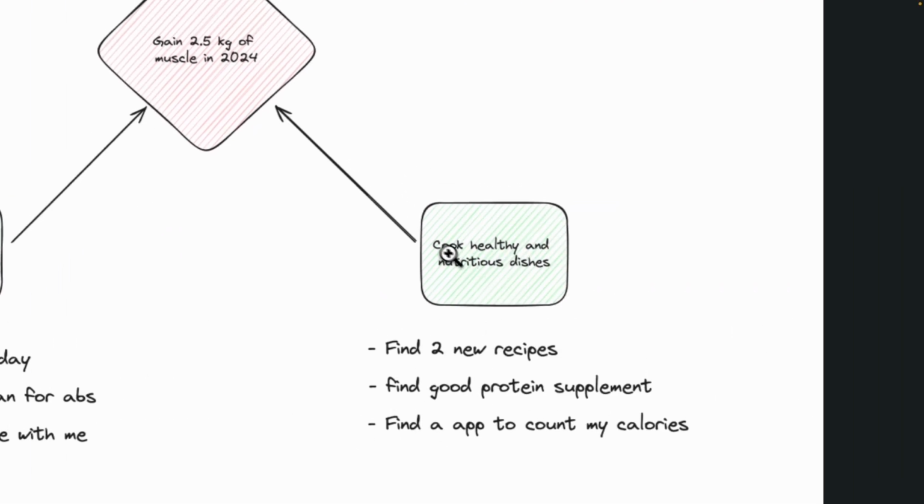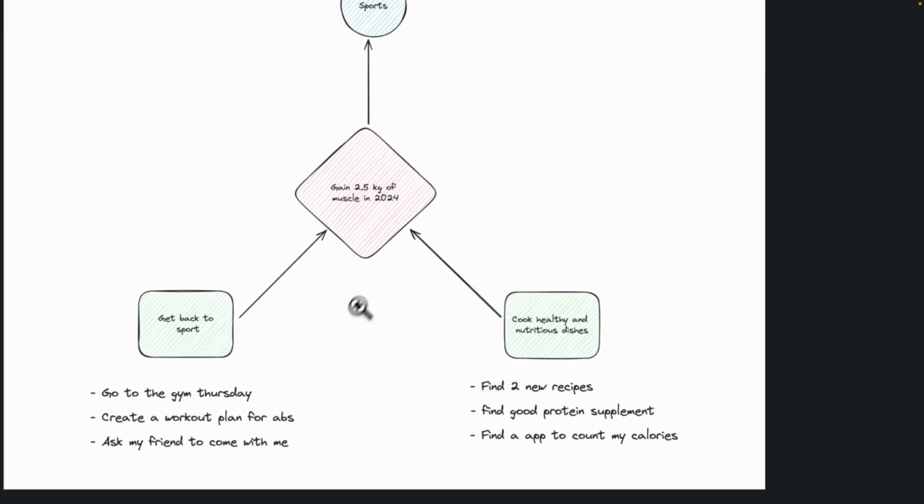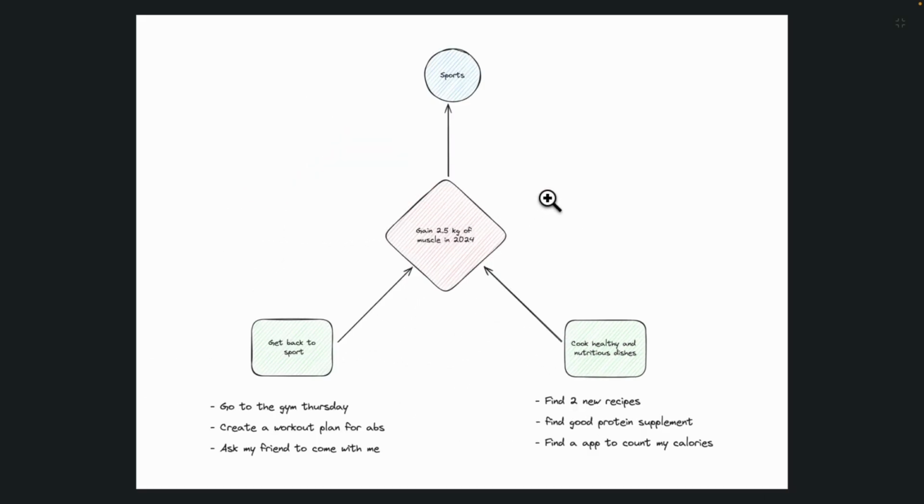Our second project is to cook healthy and nutritious dishes, with some tasks. And all those things live together in a hierarchy, in order, and it will drive your goals and drive the active areas of responsibility in your life.